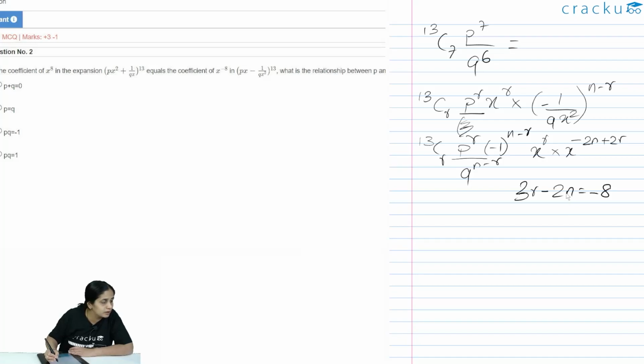So n is equal to 13. So this is minus 26. Minus 26 minus 8 is 18. So r is equal to 6. So this is basically 13C6.